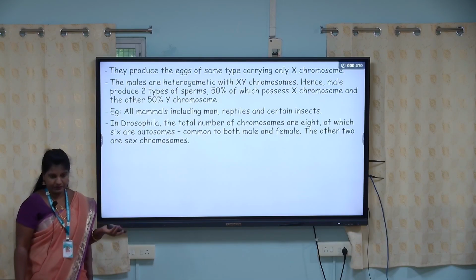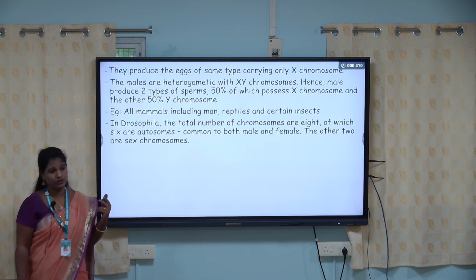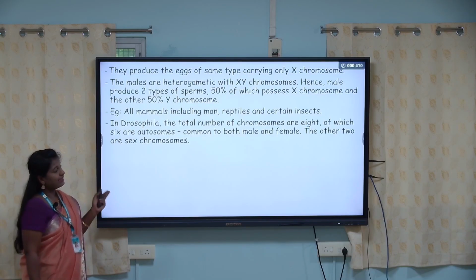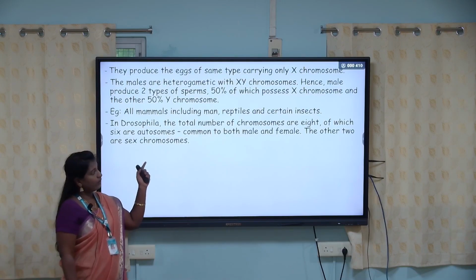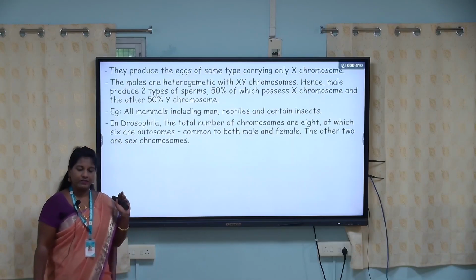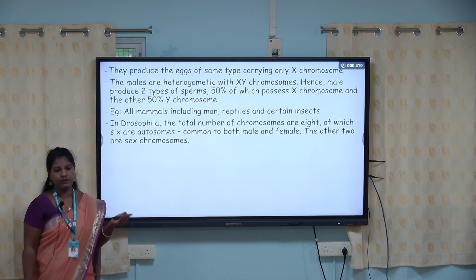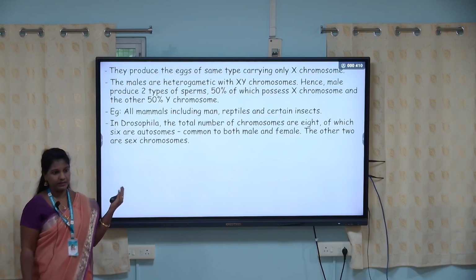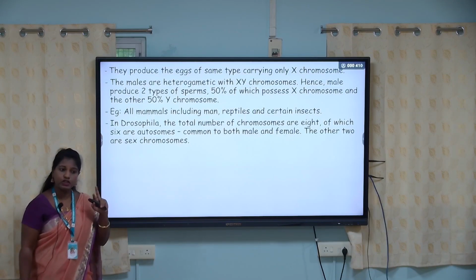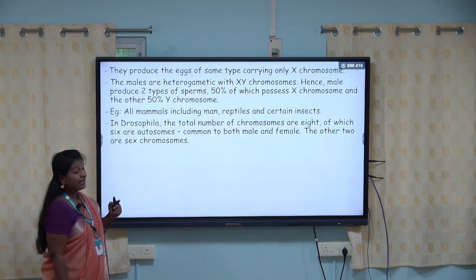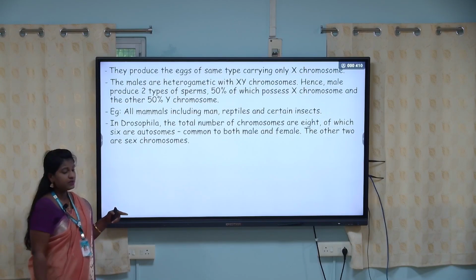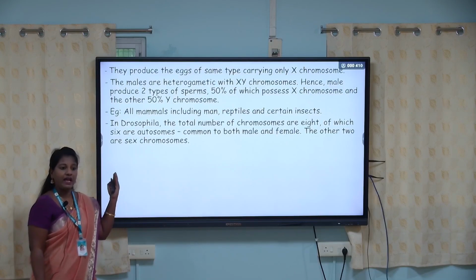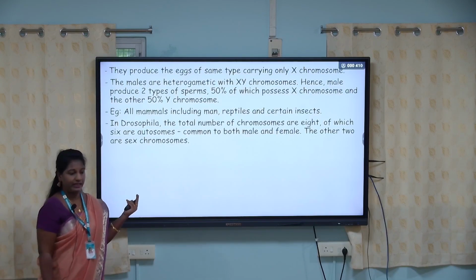So with the combination of XX and XY, the female produces eggs of the same type carrying only the X chromosome. So females can produce eggs only of the X type, and the males are heterogametic as I mentioned earlier. Males have the combination of X and Y chromosomes, hence the male produces two types of sperms, that is 50% with the chance of getting the X chromosome and 50% with the chance of getting the Y chromosome.